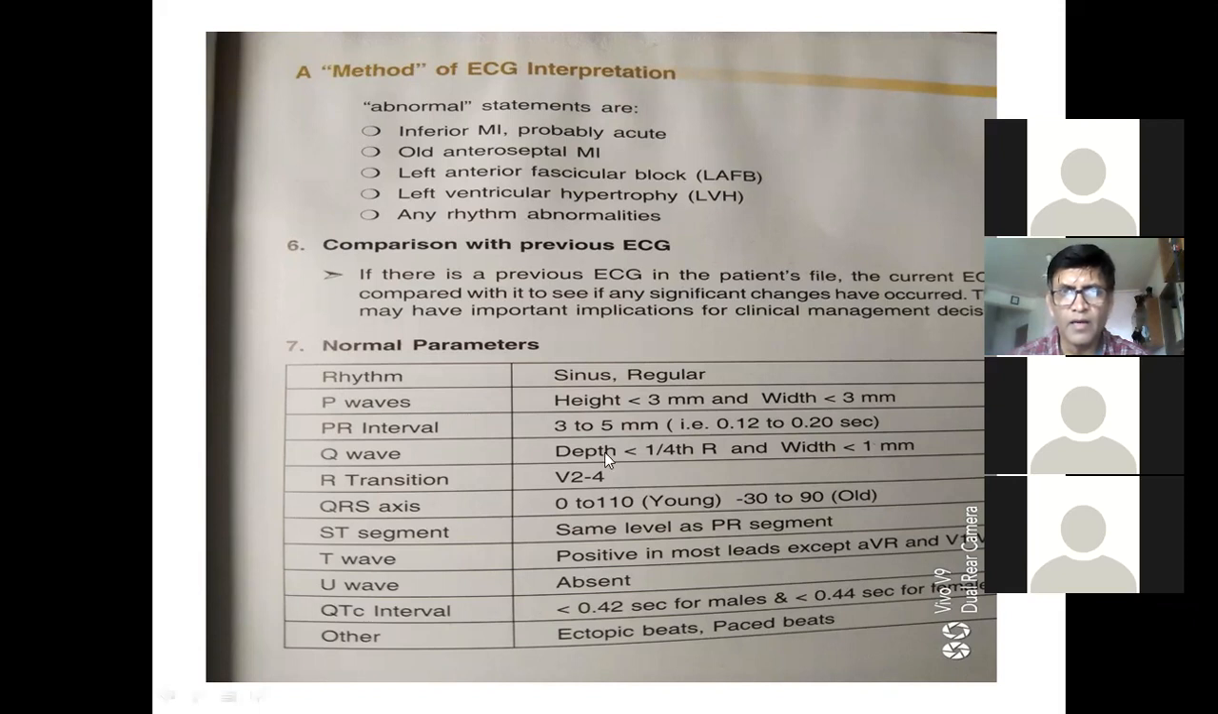Yes, sir. Am I audible? Yes, sir. Okay, the R wave transition which I showed you: in V1 it is minimum R wave and it goes towards maximum in V6. Correct? By V4, that is called the R wave transition. Is it clear?